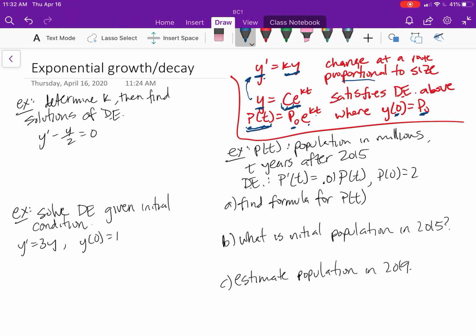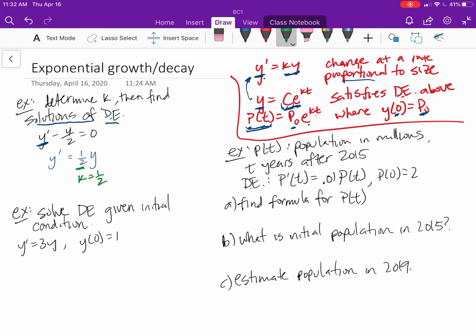So this first one says determine k and then find the solutions of the differential equation. The wording of the question is weird. Oh, by the way, anytime I write DE, that's differential equation. That just means it has its derivative in the equation. All right, well, if we wrote it in the form of the first line up above, instead of y over 2, I'd just write 1/2 y, right? That's equivalent to what that's saying. And that's it, we're done. We have k, right? k is 1/2.